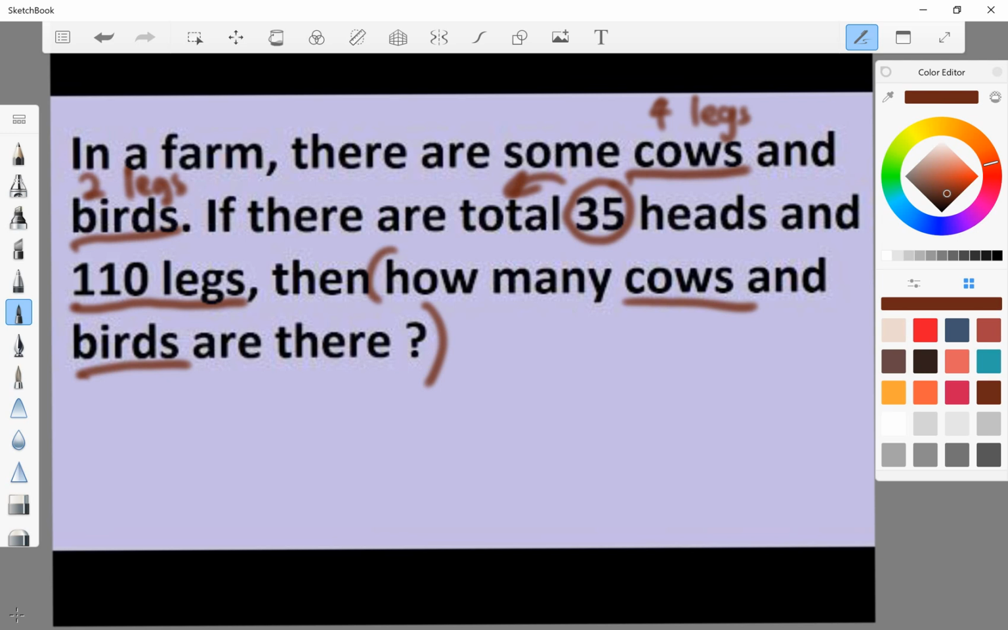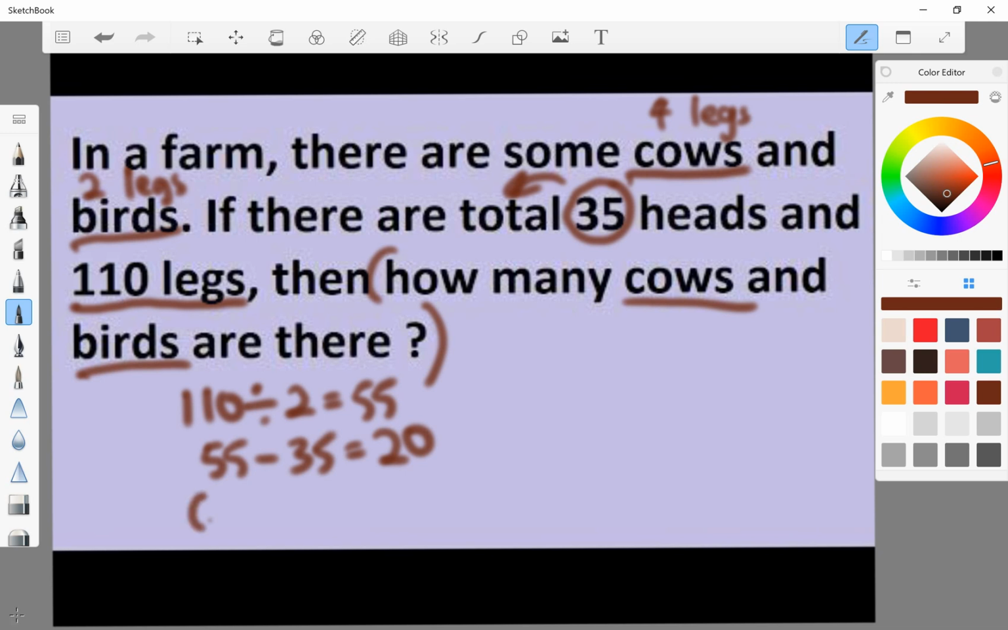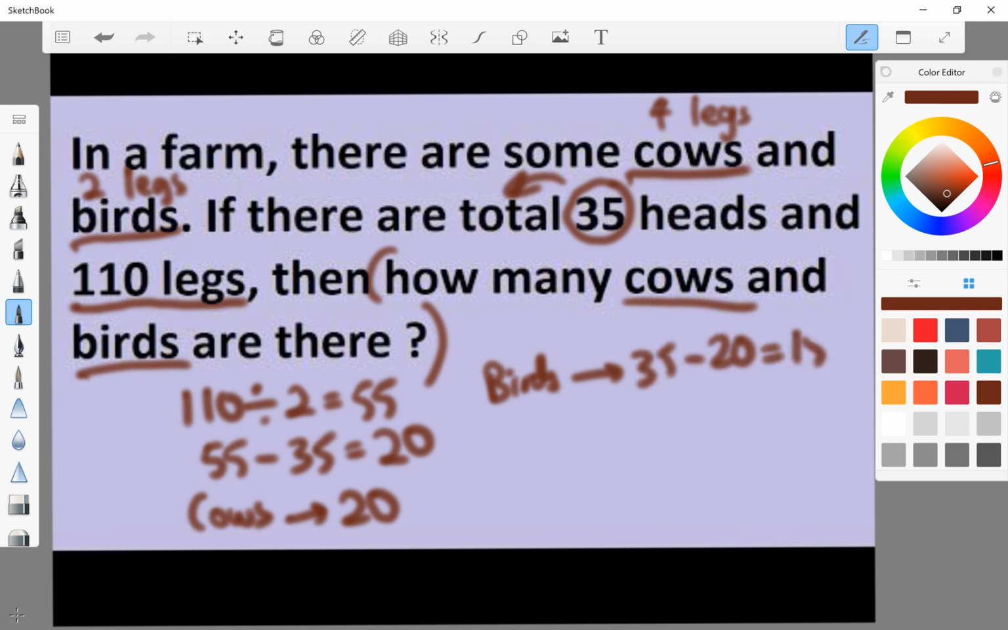So are you all ready for the 5 seconds for this super shortcut method? It goes like this. Step 1, take the total legs, divide it by 2, you get 55. Step 2, take the 55, minus away the total heads, and you have 20. So when they ask me for how many cows are there, I found the answer. So for cows, there are 20 cows, and for birds, there will be 35 minus 20 to give us 15.